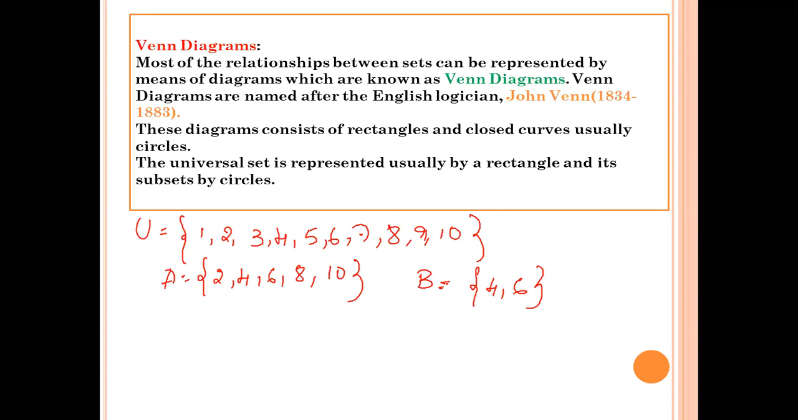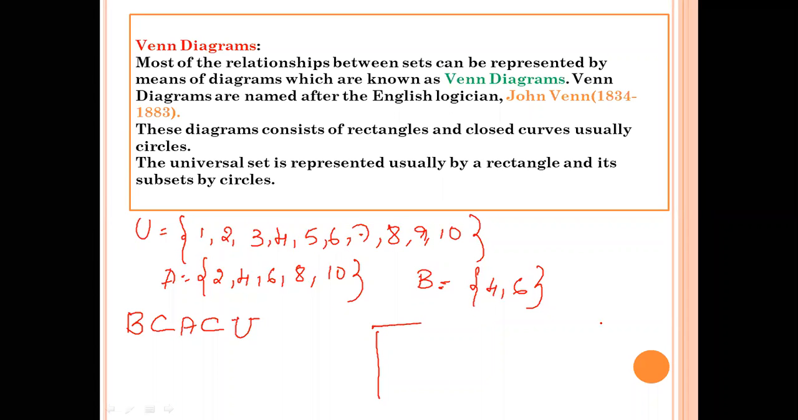You have to tell me whether B is a subset of A, students. Yes, because the elements in B are 4 and 6, and they are present in A. So B is a subset of A. What about A? Whether A is a subset of U? Yes, A is a subset of U, because whatever elements A has, the same elements you can see in U also. So B is a subset of A and A is a subset of U.